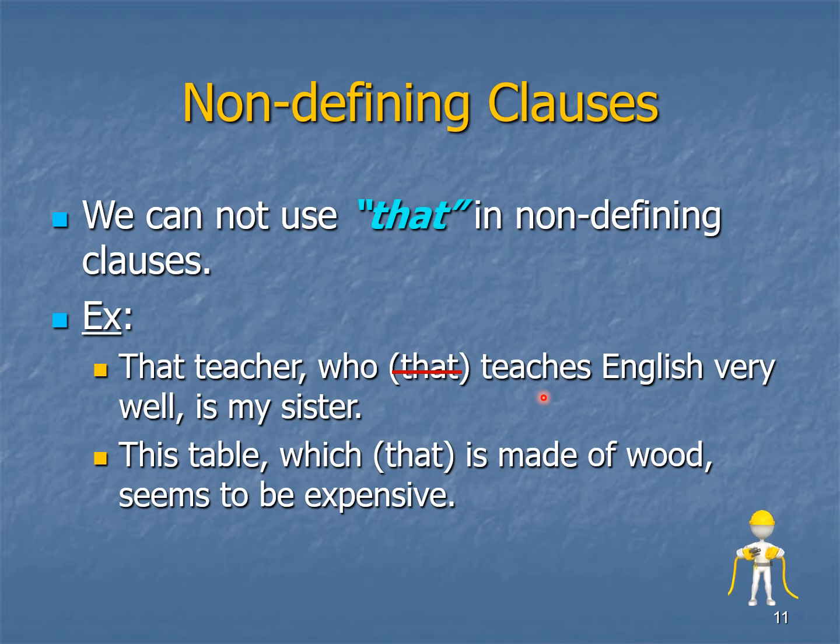The second example. This table, which is made of wood, seems to be expensive. So from where to where is the non-defining clause? Yeah, it should be from which until wood. How about that? Can it be used in here? No, it is not optional in here. So pretty much in non-defining relative clauses we cannot use that, right? So please take note and be careful with this one.